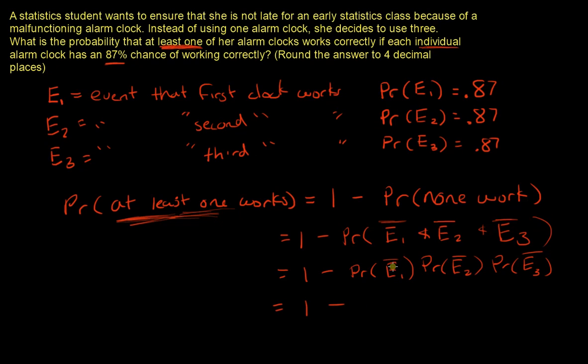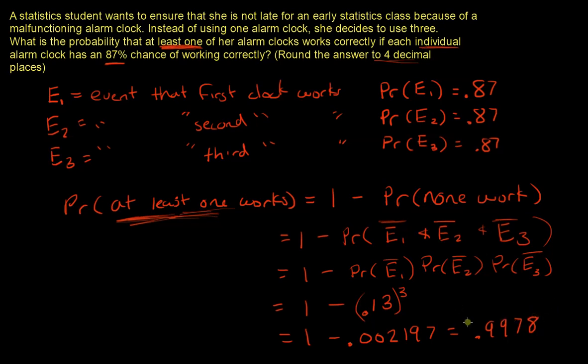Now let's put in each of these probabilities. What is the probability of it not working? That's 1 minus 0.87, so the probability of not working is 0.13. It's the same for each, so I can just do 0.13 to the third power. What is 0.13 raised to the third power? 0.002197. Now do 1 minus that, and you get 0.9978. They said to round to 4 decimal places, so 0.9978.